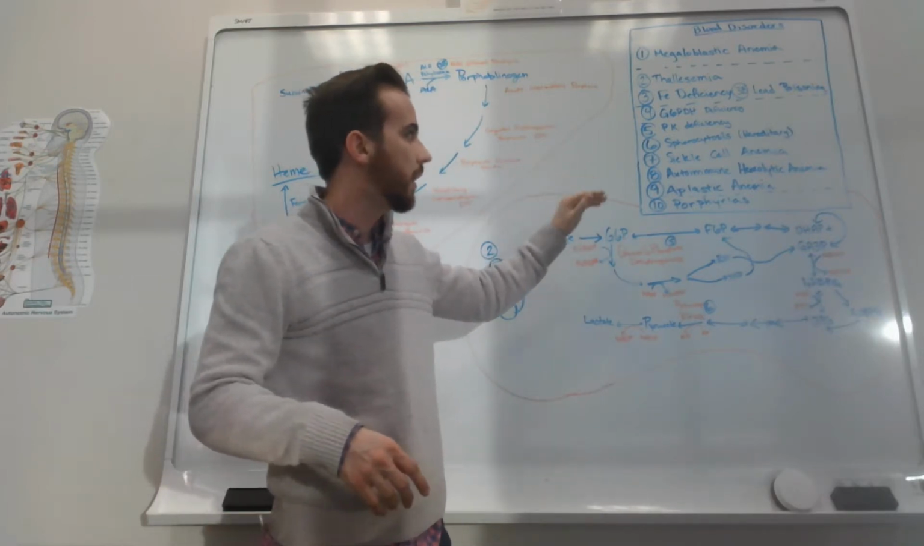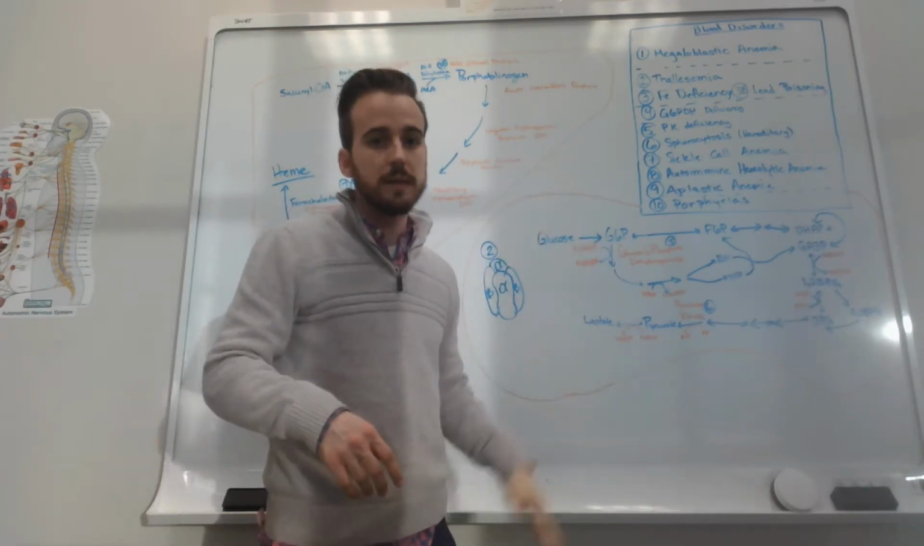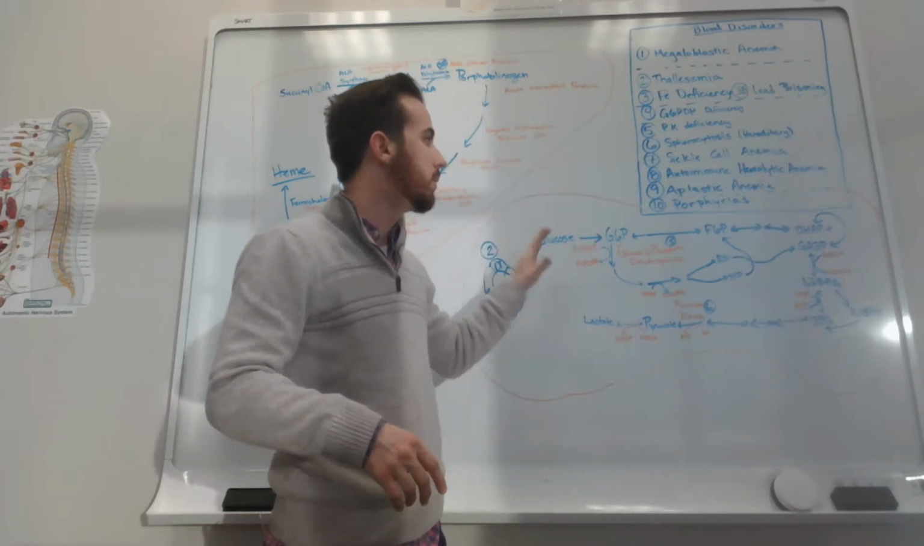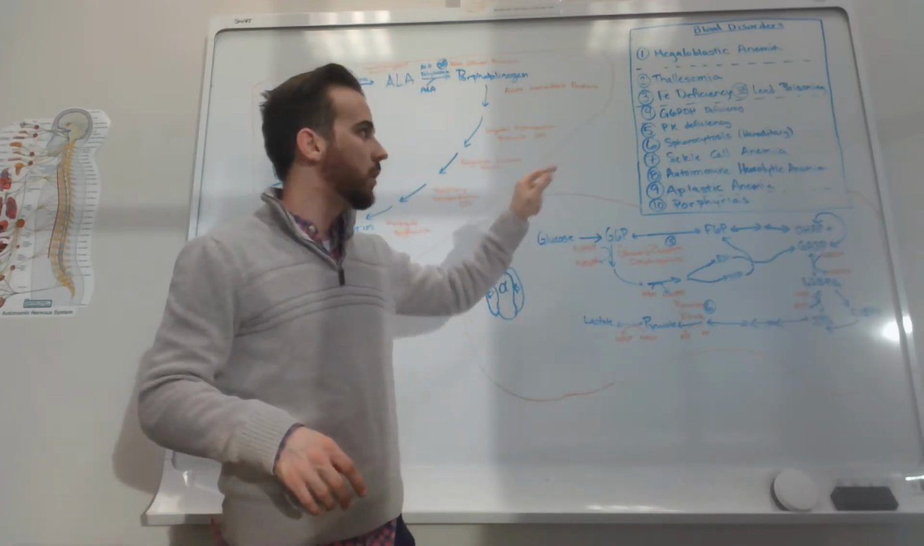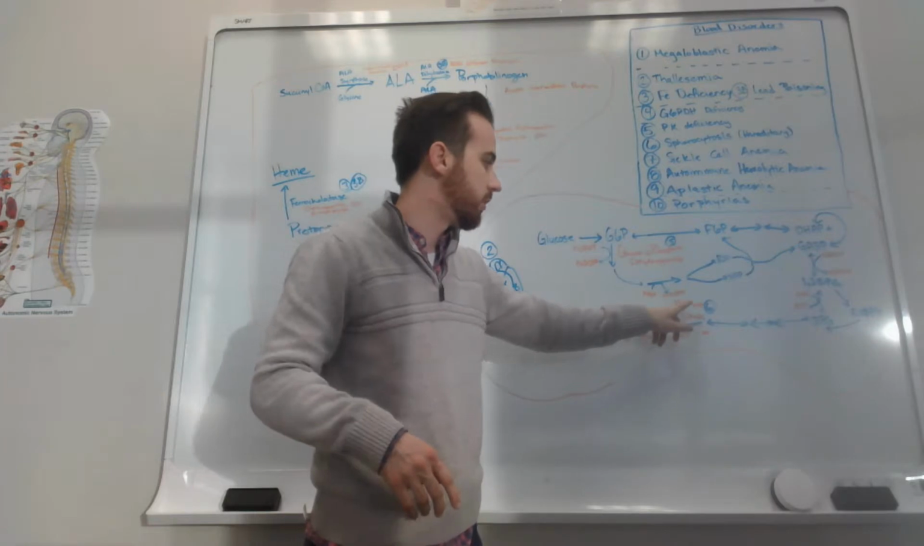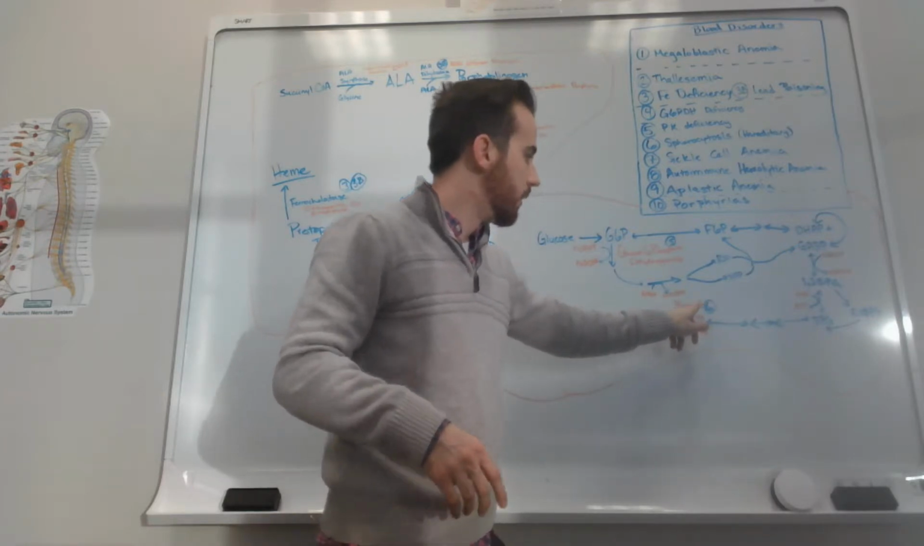Glucose 6-phosphate deficiency will result in anemia because of that, hemolytic anemia. Also, we have pyruvate kinase deficiency right here, this molecule.